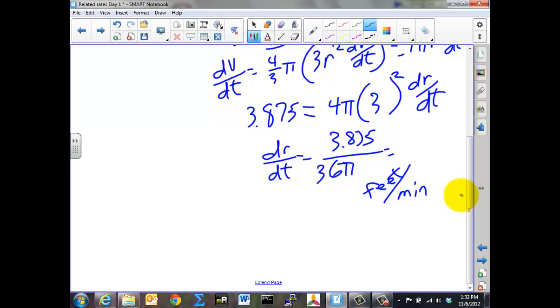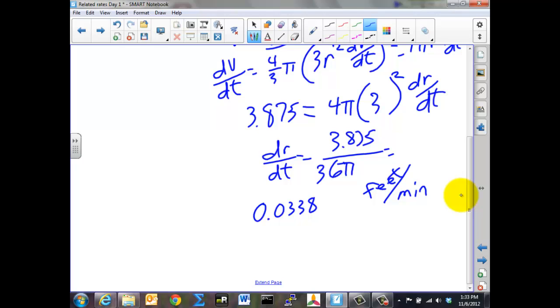Remember when you're dividing that on your calculator that the 36 pi has to be in parentheses because you want to multiply them first and then divide. So that's going to be a really small number. I don't know what it is, but y'all are smart enough to figure that out. Any complications there so far? Drew, what'd you get? 0.338. 0.338 feet per minute. Okay?